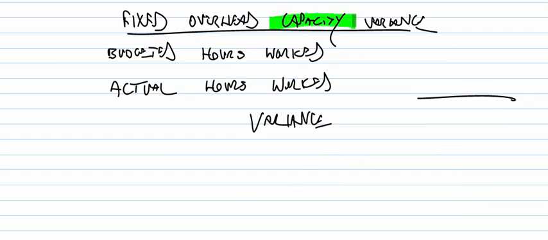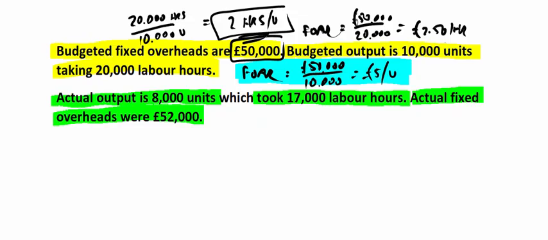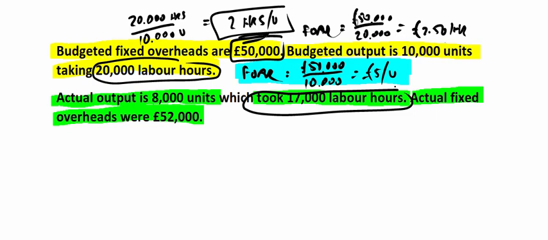And so finally, the capacity variance. Well, if the fixed overhead efficiency variance is looking at how fast your staff are working, the fixed overhead capacity variance looks at how long they're working for, on the basis that if they work longer hours, they should be able to produce more units and lead to a higher volume. So the capacity variance, we're just going to compare the budgeted number of hours we thought they were going to work to the actual number of hours they did work. So comparing the 20,000 hours we thought they were going to need to the 17,000 hours they did work.